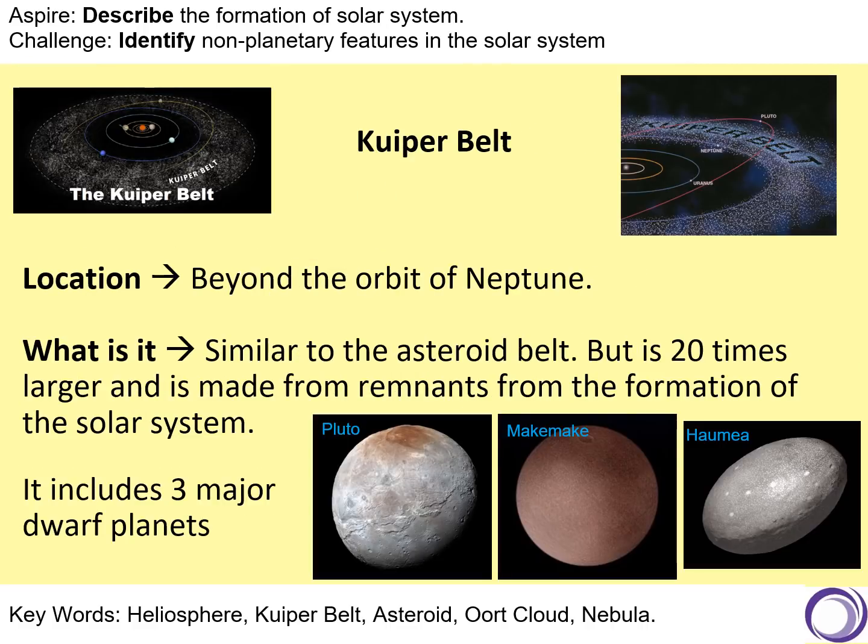So after the asteroid belt, we go through the planets. We move through Jupiter, Saturn, Uranus and Neptune, and beyond Neptune, of which Pluto is one, you get to an area called the Kuiper belt. Now the Kuiper belt was named after Gerard Kuiper, who was a Dutch-American astronomer. However, nothing was actually seen in the Kuiper belt apart from Pluto and its moon Charon.